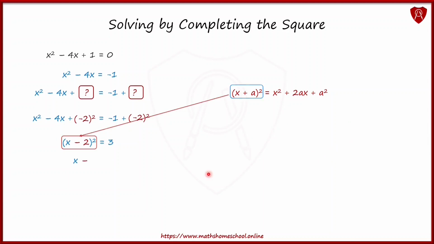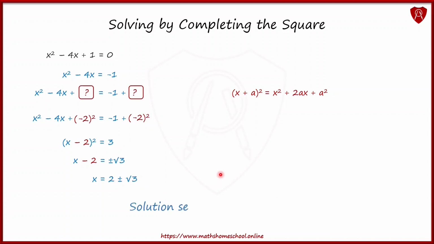We can now take square roots of both sides. On the left-hand side we have x minus 2 is equal to plus or minus root 3. Add 2 to both sides and we have x is equal to 2 plus or minus root 3. And that's what gives us our two solutions: 2 minus root 3 and 2 plus root 3.